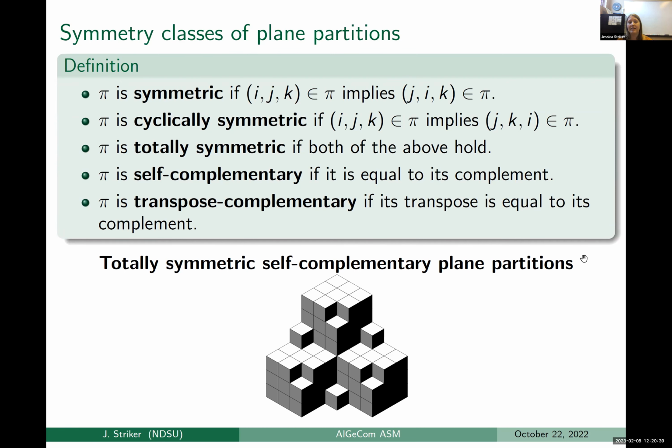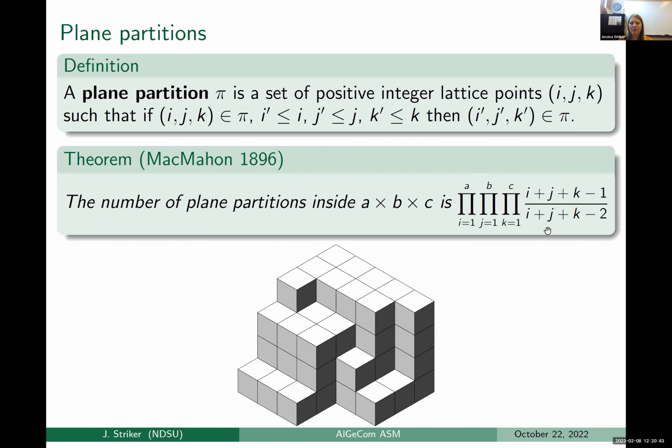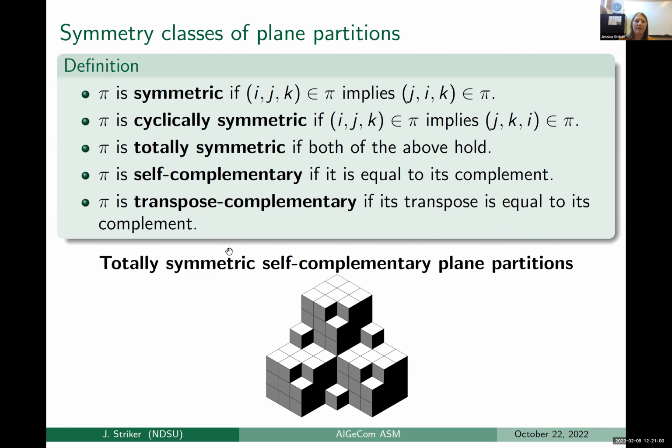One thing that's fun to look at is symmetry classes. So you can look at plane partitions. This one here didn't have any symmetries, but you can imagine if it was, say, symmetric, reflectionally across the middle, or perhaps rotationally, by rotating 120 degrees to change each of these different directions of boxes into each other. So there's cyclic symmetry, there's reflection symmetry, totally symmetric if both of those hold.